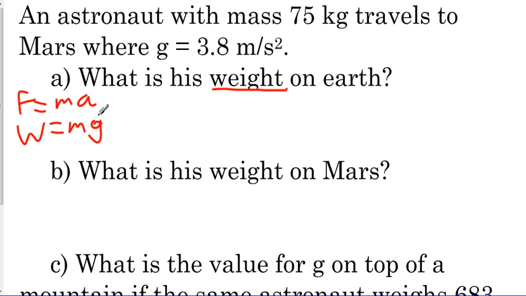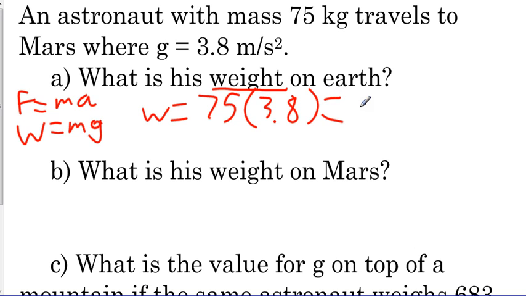And so, if we're simply looking for the weight on Earth, we say weight is equal to his mass, which is 75, times 9.8, which gives us 740 newtons. So this is his weight on Earth.